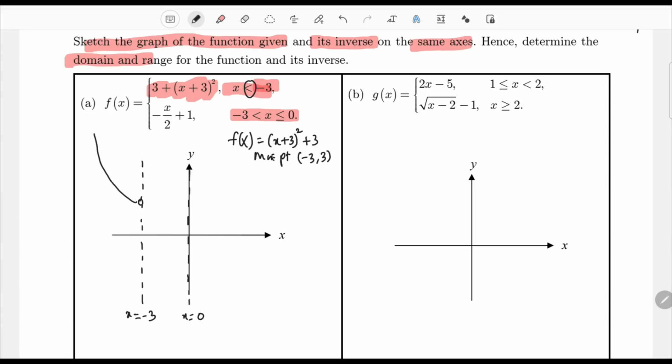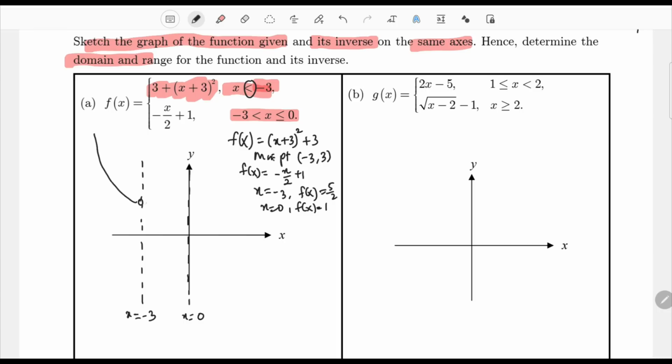Okay, so next, between -3 and 0, we have the curve of f(x) equal to -x/2 plus 1. This is a linear equation. So when x is -3, so you just substitute, what is your f(x)? So -3 divided by -2, so you get 3/2 plus 1, so you get 5/2. So when x is 0, we get f(x) to be 1. So we need the 2 points.